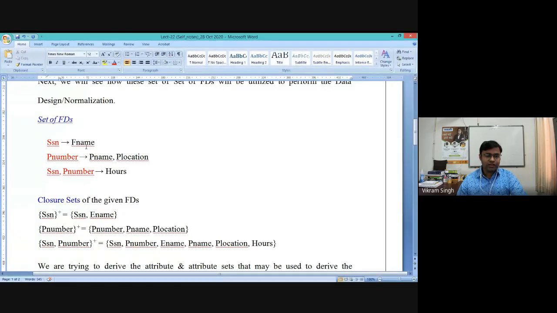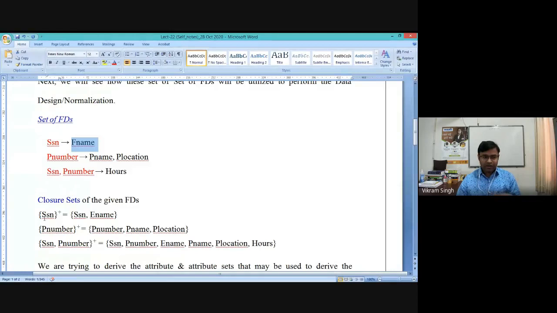So you need to see, by using this determinant SSN, what are the attributes we will be able to access. What are the different attributes which we can access if we have the value for the SSN attribute? We can access first name. That's it. So is it possible to access others also? You need to see it.